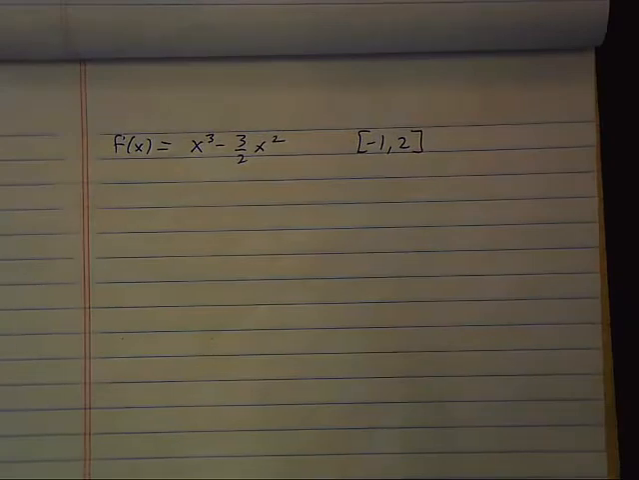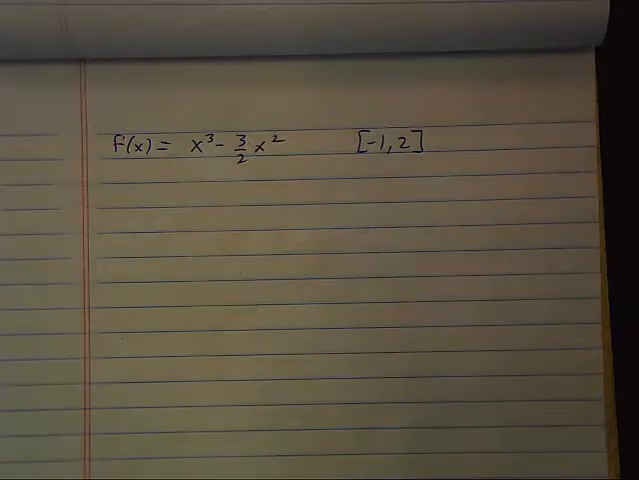Yes, your answer is yes, because it's a special kind of function. It begins with a P, polynomial. It's a polynomial function. And where are polynomial functions continuous? Everywhere. Polynomial functions are always continuous. So, I want you to find the absolute minimum and the absolute maximum on the interval negative 1 to 2.